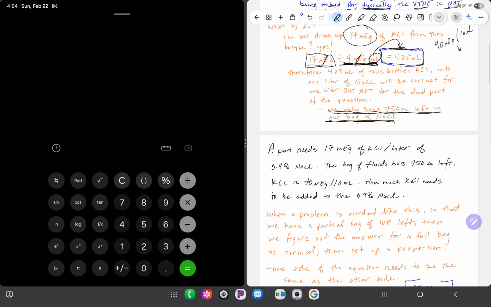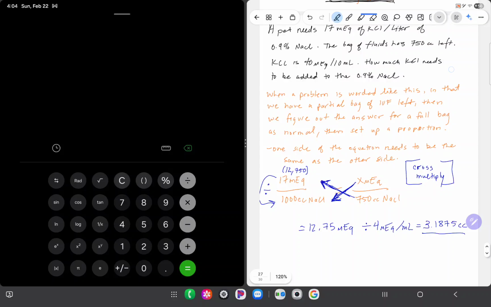So let's visualize that. The question states that if I only have 750 mils left, that means when the doctor said, hey, I need 17 milliequivalents of KCl per liter in that animal's bag of fluids, you walked over to that animal. You gave the bag a little shake and you said, yep, 750 mils is left in this bag. My doctor said it has to be per liter though, so I know I have to do some mathing to figure out 17 milliequivalents per liter, but in the 750 that's left. That's the math we're trying to get to.